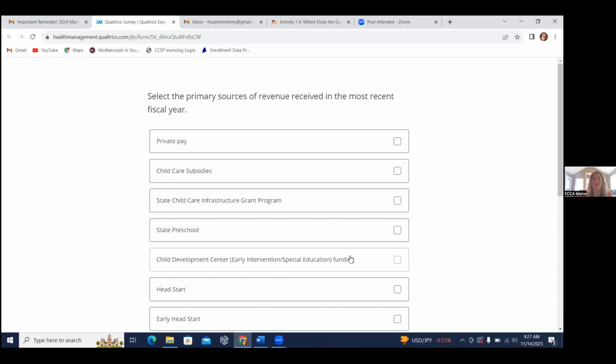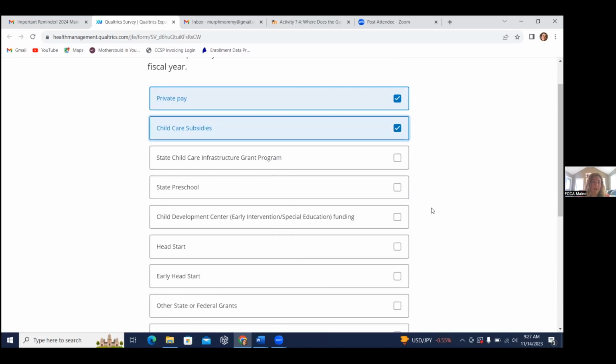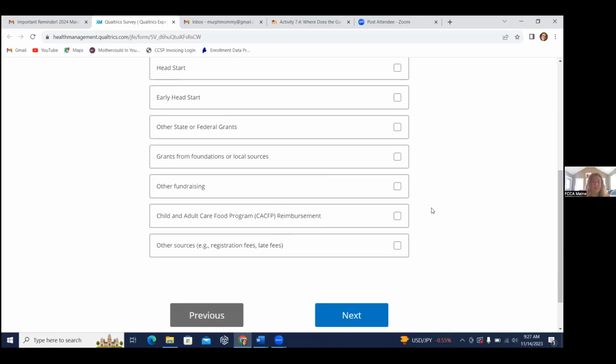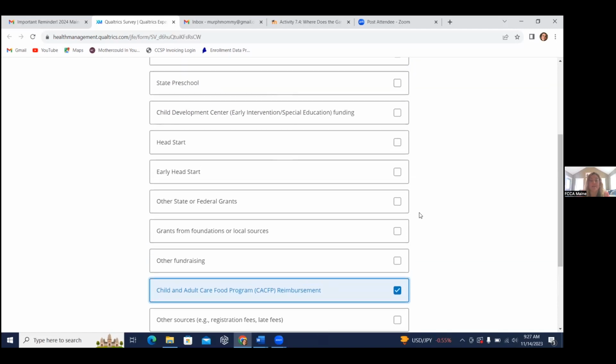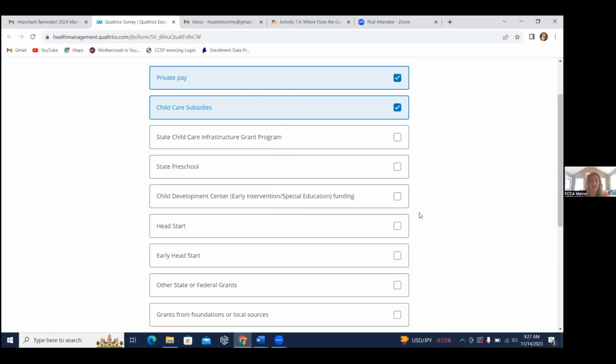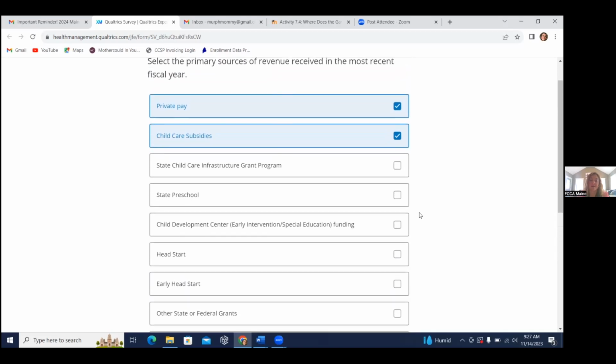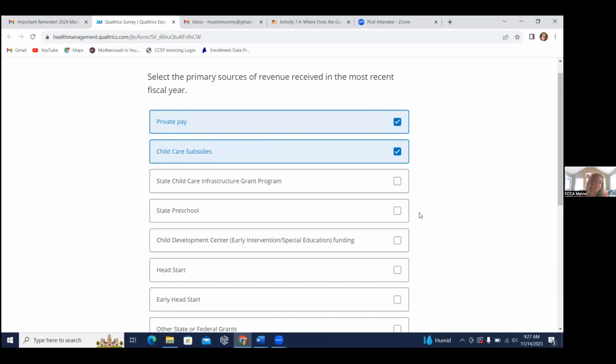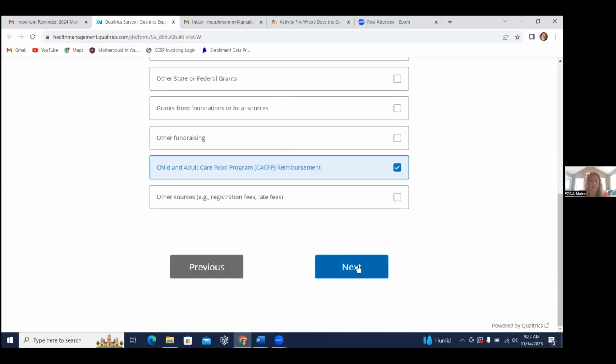Select the primary resource of revenue for the most risky. We'll go private pay and we'll do childcare subsidy. We'll do food program, that's another one. Some of these choices they're giving you are the Child and Adult Care Food Program, fundraising, other state and federal holiday grants, Early Head Start, Child Development Center funding from early intervention and special ed, state preschool, the infrastructure grant program. We'll do that because I think a lot of people got that last year.